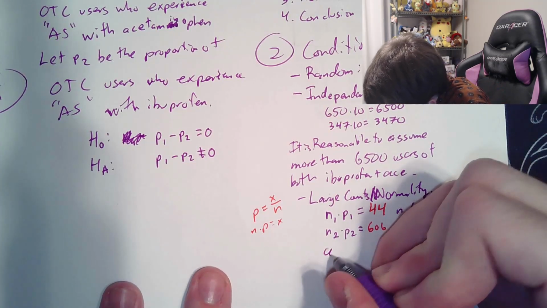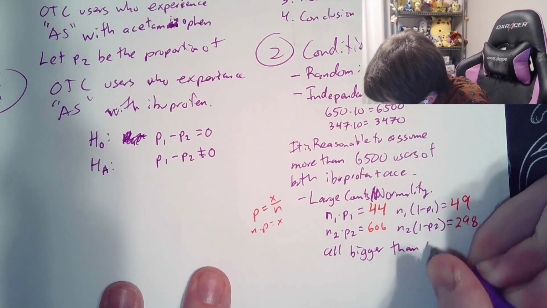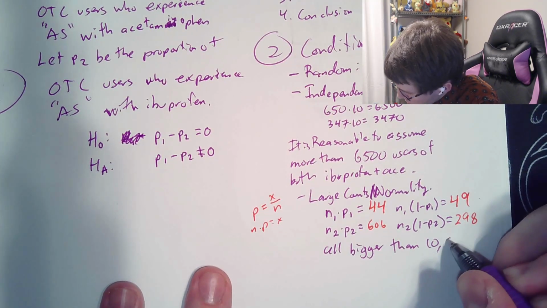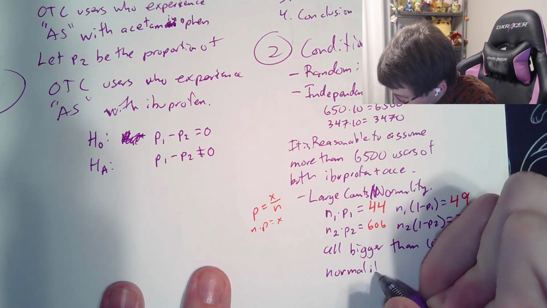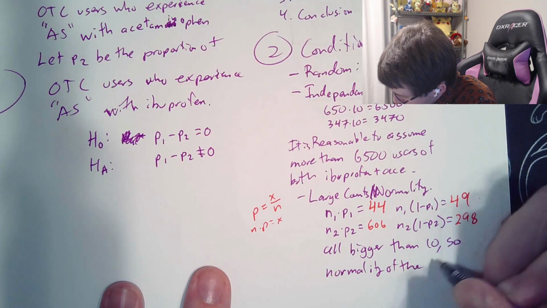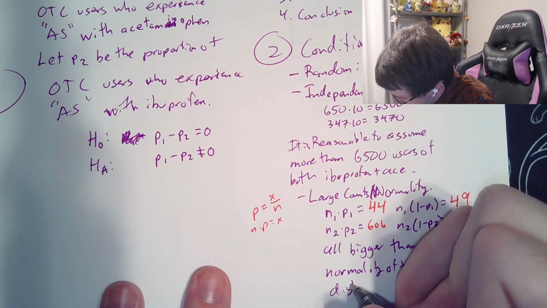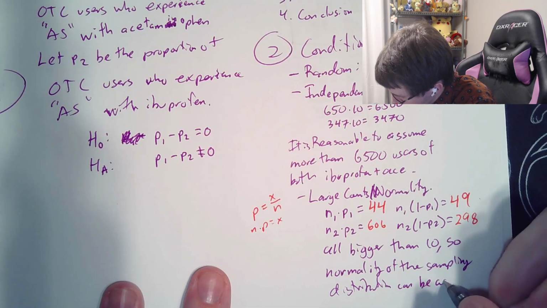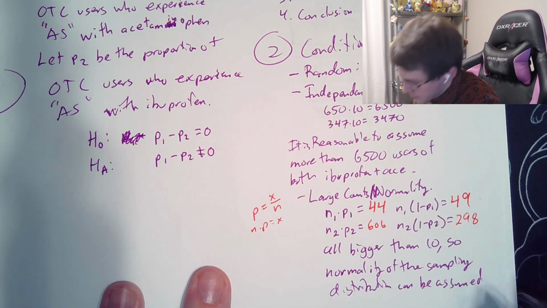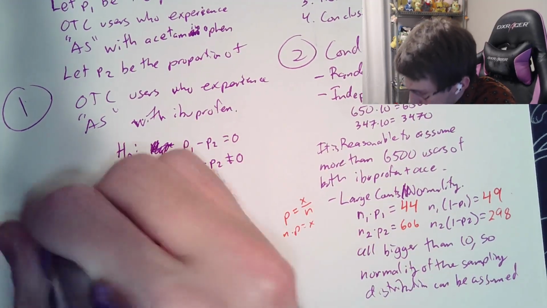Regardless, all bigger than 10. And so normality of the sampling distribution can be assumed. That is the fanciest way of saying it. Probably don't even need to say all those words. Regardless, we did it.